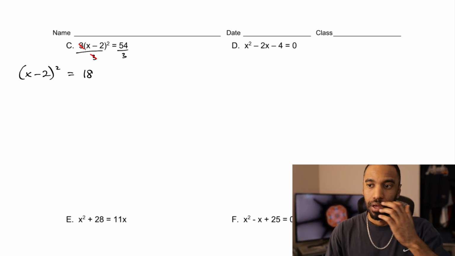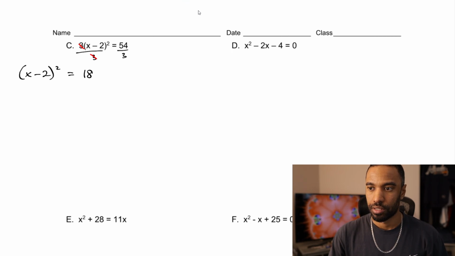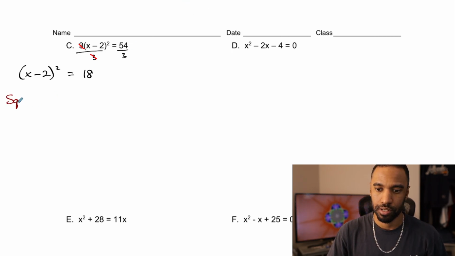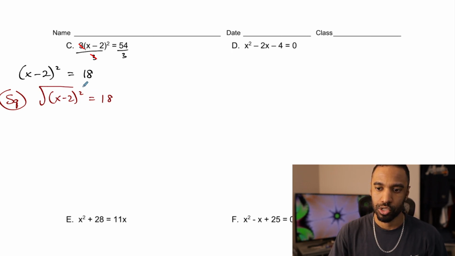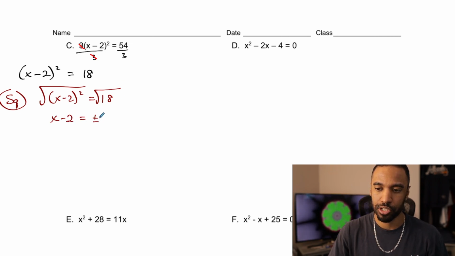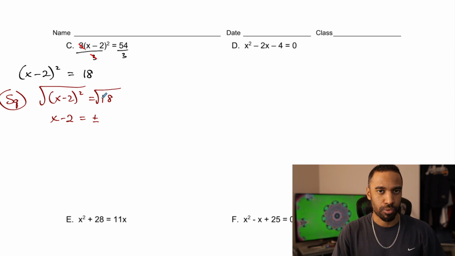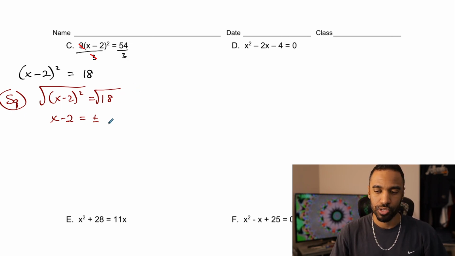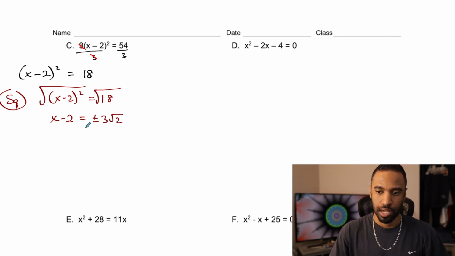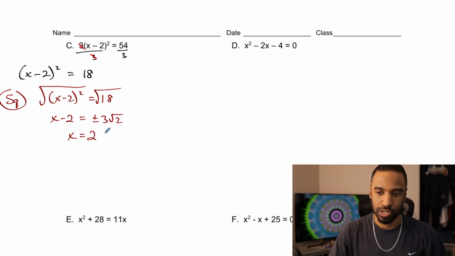Okay. Solving using square roots, I'm going to begin by taking the square root of both sides. So the square root of both sides right here will leave me with x minus 2 on this side, and plus or minus, I think we did one of these earlier, that's a 3 root 2. Root 9 times root 2 is 3 root 2. And I add the 2 over, and I get x equals 2 plus or minus 3 root 2. And I'm done. That's it.